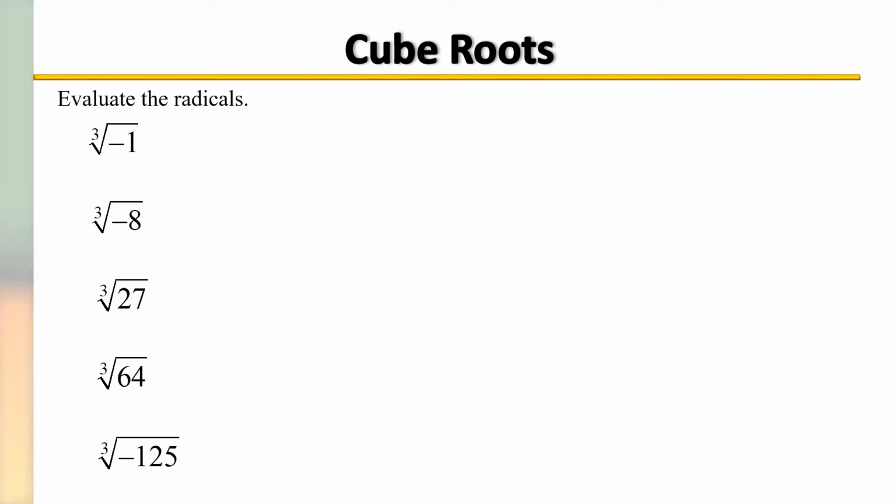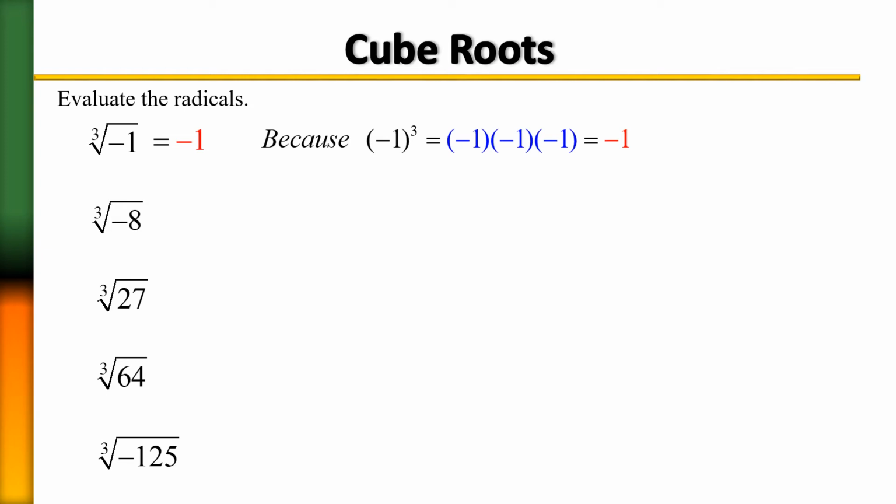What is the cube root of -1? So just think about it. What I'm asking you is what number, if you were to multiply it 3 times, is going to equal -1. Well, that number is -1 because if I were to multiply -1 3 times, it is going to equal that original radicand we started with, which was -1.